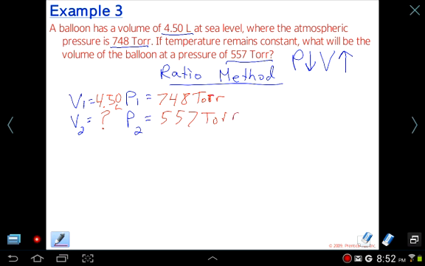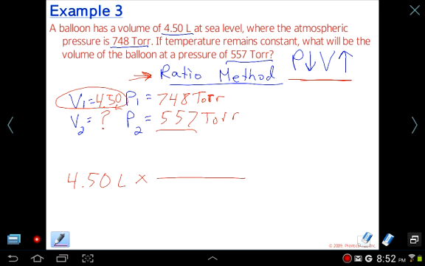And then we'll begin with our volume, and we'll allow the pressure to increase or decrease the volume based on the relationship between the two variables. So essentially you're beginning with your unknown. So in this case, 4.50 liters, and then we multiply by a ratio. This is where the ratio method comes in. We'll multiply by the ratio of the pressures. And the question is, which one of these two pressures would go on the top, which one would go on the bottom?